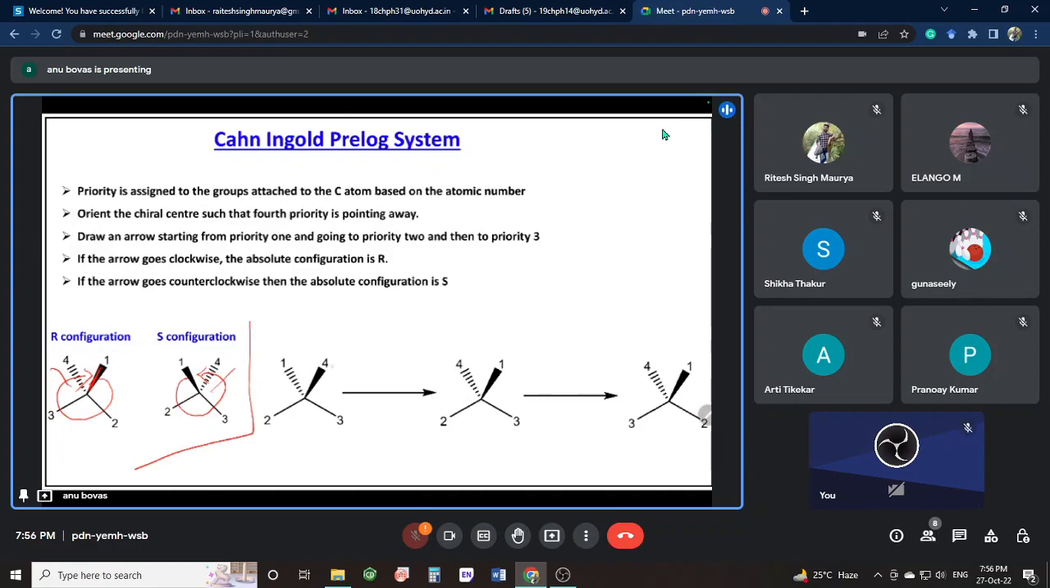If the fourth priority group is pointing towards us, what do we have to do? In that case, we can interchange two atoms so that the fourth becomes last. In this case, I have interchanged 4 and 1, so 4 is now behind and 1 is in front. And every time you have to do an even number of interchanges, only then will the configuration remain the same, otherwise it will change. So one time we have interchanged, and one more time we have to interchange 2 and 3, making it 3 and 2. Now the fourth is pointing away, we have 1, 2, 3, 4, and it is clockwise, so the configuration is R.